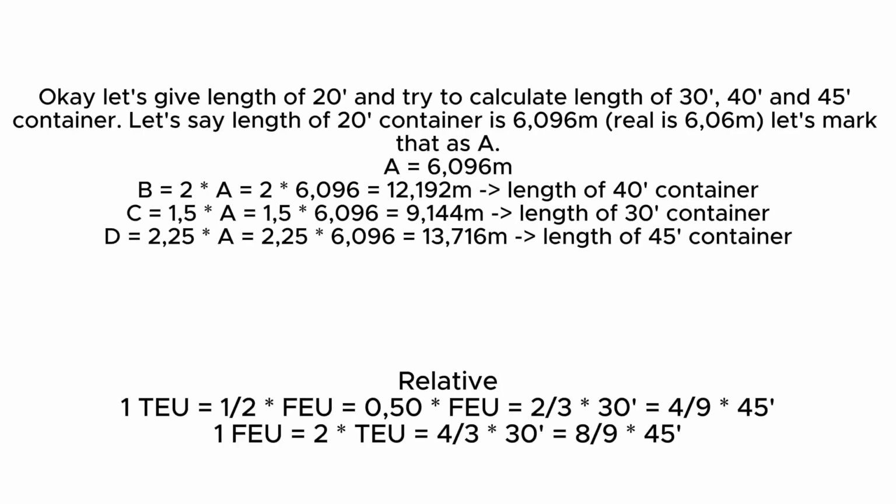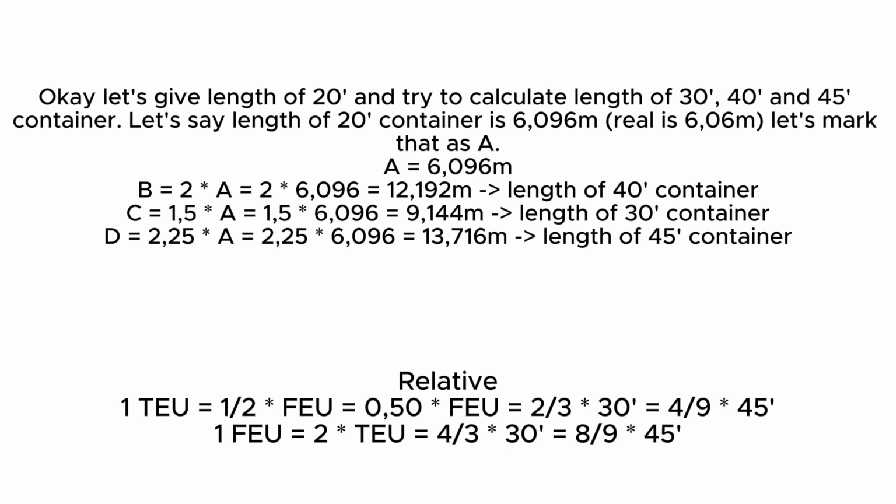Okay, let's give length of 20-foot container and try to calculate length of 30-foot, 40-foot and 45-foot container. Let's say length of 20-foot container is 6.096 meters. Real length of 20-foot container is 6.06 meters. Let's mark that as A. So A is equal to 6.096 meters.